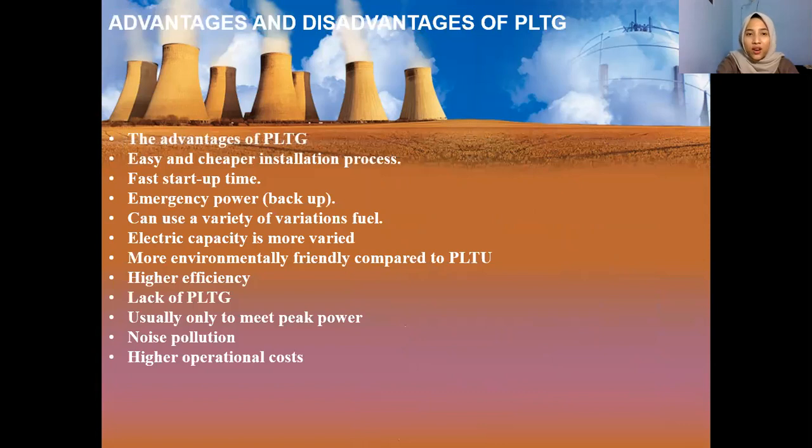Advantages and disadvantages of PLTG. The advantages of PLTG: easy and cheaper installation process, fast start-up time, usable as emergency or backup power, and electrical capacity that can be varied. It is more environmentally friendly compared to PLTU, with higher efficiency. The disadvantages of PLTG: it is usually used only to meet peak power, and it has noise pollution and higher operational costs.